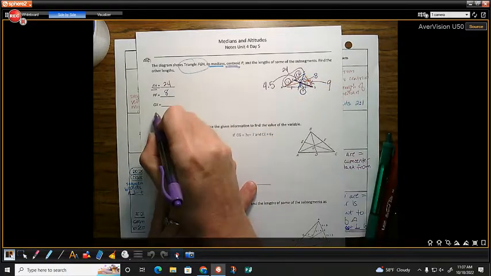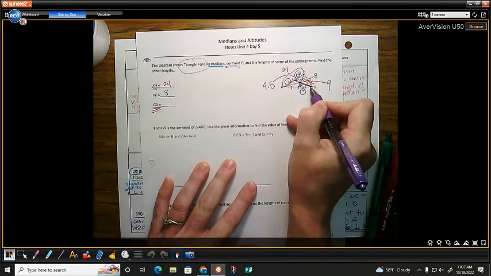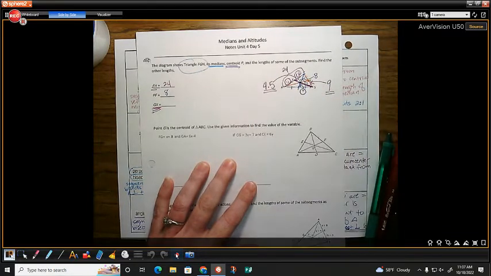But is that what it asked for? No. It wanted the whole distance from G to X. So I'm going to have to take that 9 and the 4.5 to get 13.5.